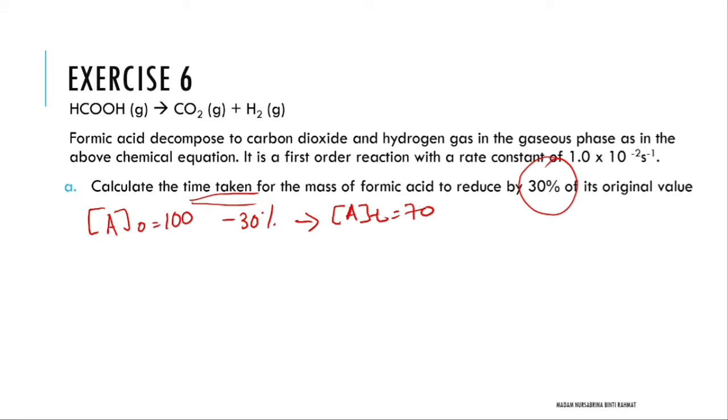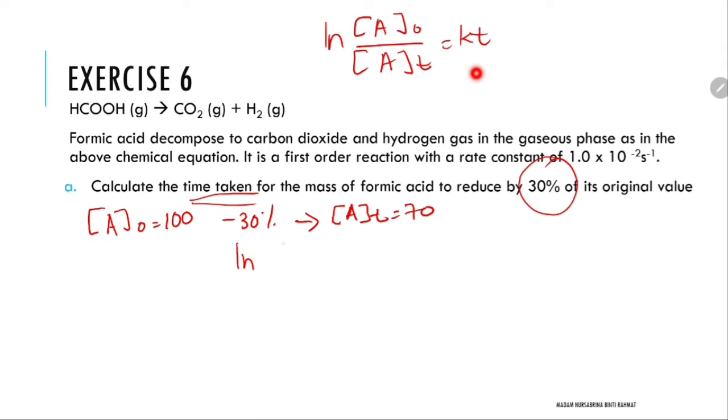So this is a first order reaction, and for a first order reaction, the integrated rate formula is ln A naught over A equals kt. You have to memorize this integrated rate law formula. So I'm going to substitute the values into the formula.